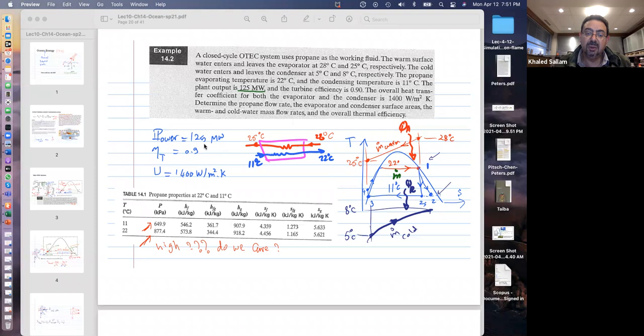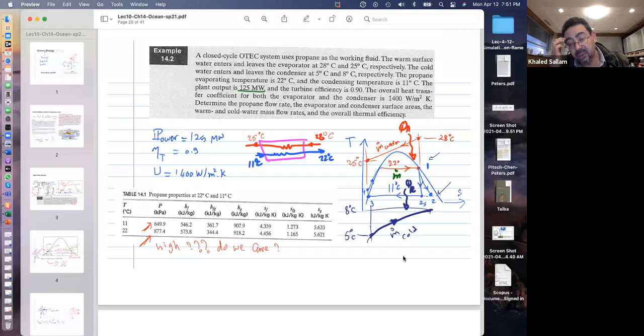So we know the flow rate, we know the power required, we know the efficiency, and we know the U. And the U is important for the heat transfer equation. Q is UA delta T, logarithmic mean temperature difference. So let's start with getting m dot propane. How do I get that?